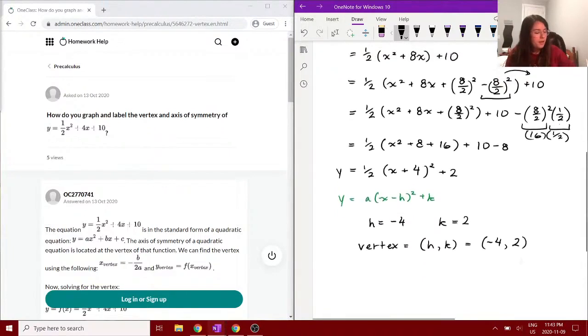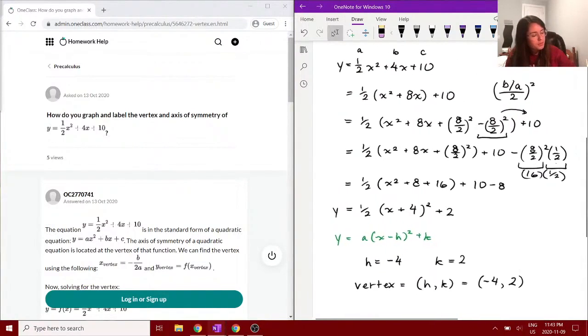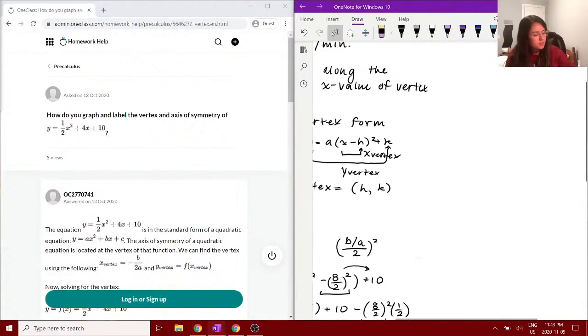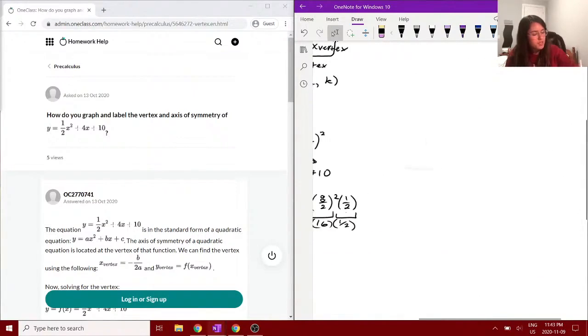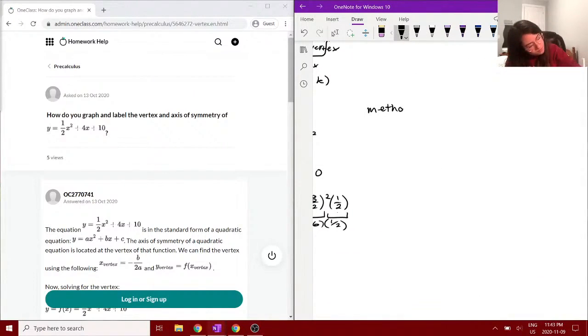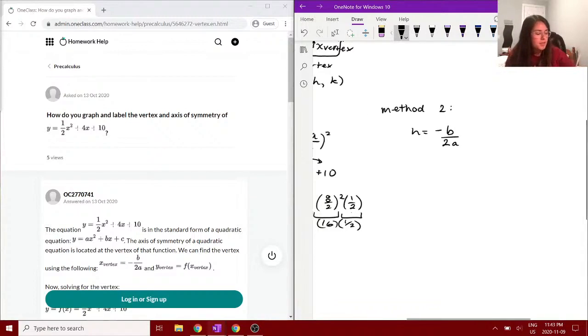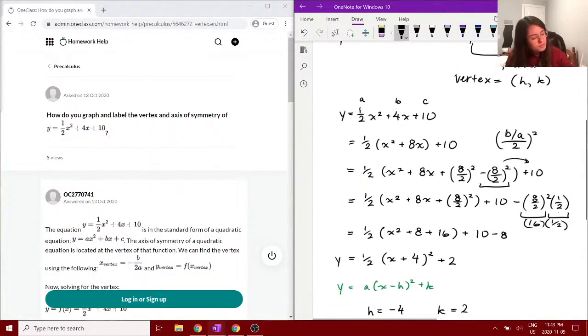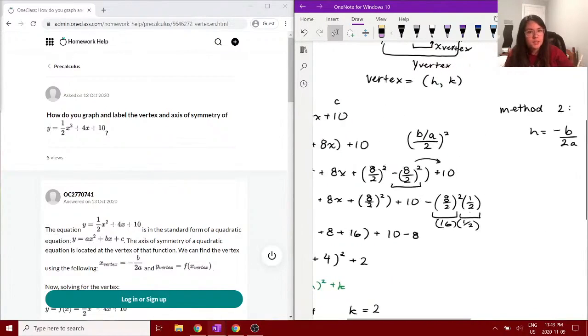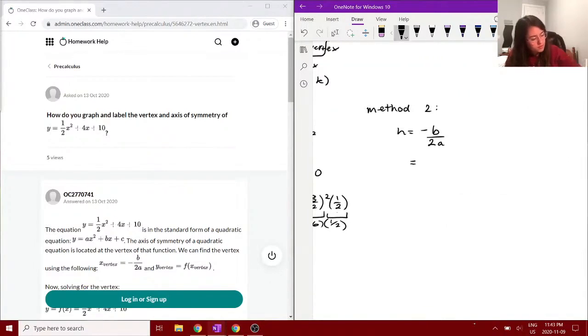Okay? There is one more way that you can do it without completing the square. I'm just going to move over here. So our second method shows that you can get h simply by using this formula, minus b divided by 2a. So if you look at our equation here, b is 4 and a is 1/2. So minus 4 over 2 times 1/2. So that's minus 4 since these 2's cancel out.